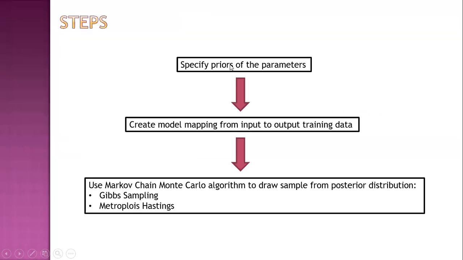Steps. So this is the summary of steps of Bayesian linear regression. First of all, we specify priors of the parameters. Then we create a model mapping from input to output training data. Then we use a Markov chain Monte Carlo algorithm to draw samples from the posterior distribution. And we use one of these two methods: one is Gibbs sampling, the other is Metropolis Hastings sampling. And finally, the algorithm converges.